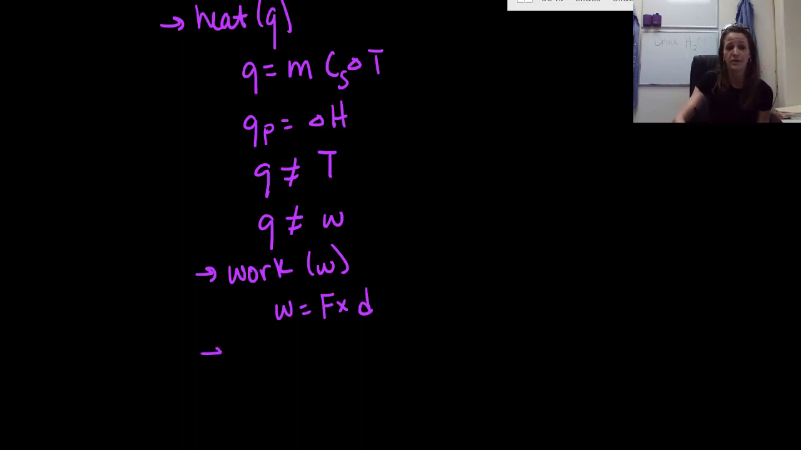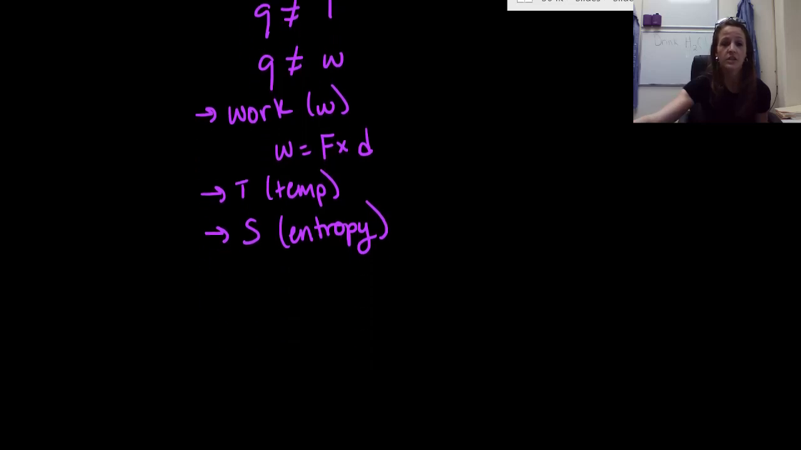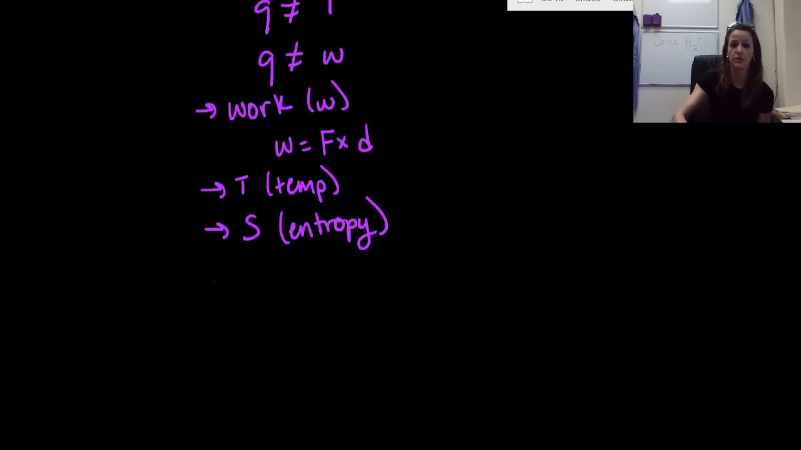We also talked about temperature, which is definitely a thermodynamic property. It's a measurement of the average kinetic energy. We talked about entropy, which is our big S. Entropy is just our dispersal of energy at a given temperature. You have to know that.